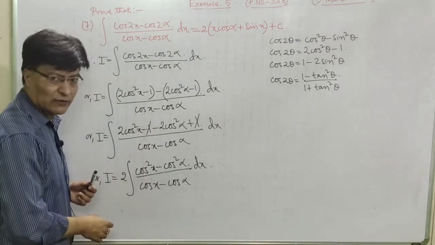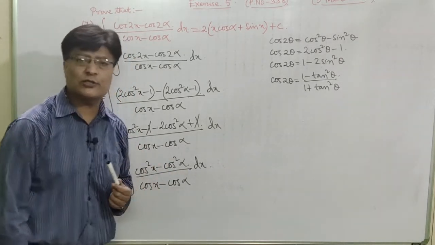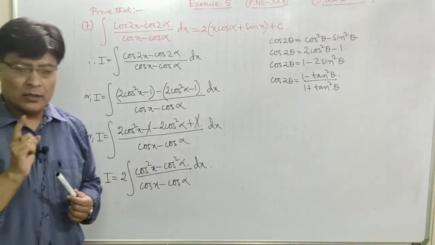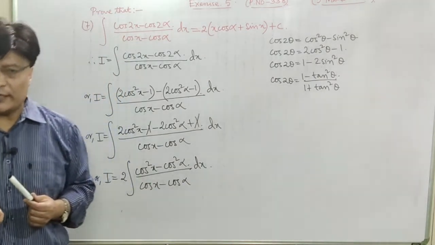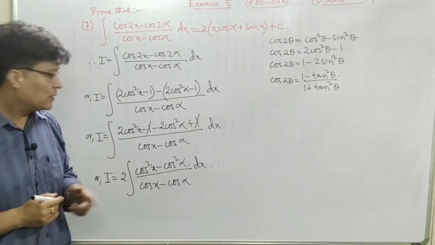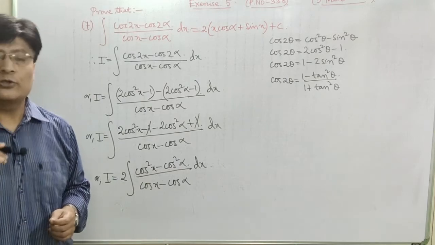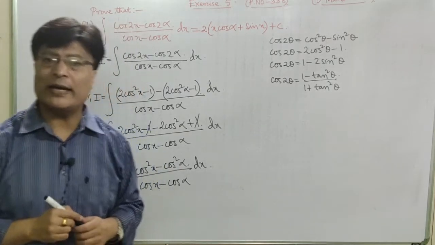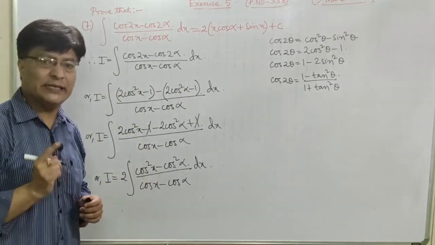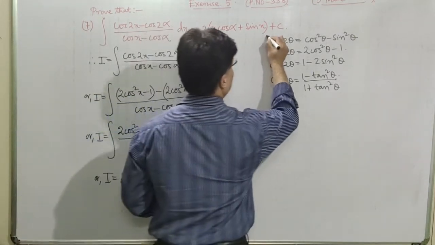In the denominator there is cos x minus cos alpha and in the numerator there is cos square x minus cos square alpha. So you have to simplify the numerator here. So which formula is used for the numerator? That is from algebra, a square minus b square. So what is a square minus b square? It is a plus b into a minus b. So let us write here. So this is the formula.